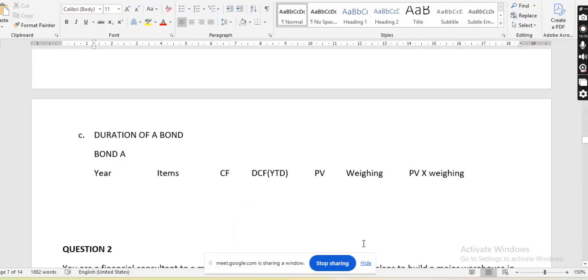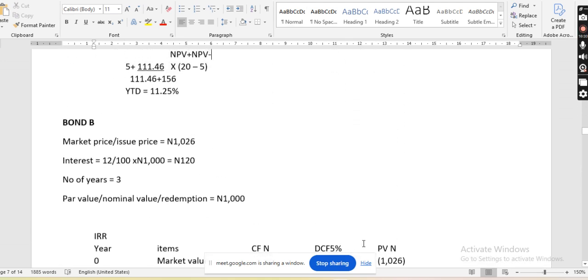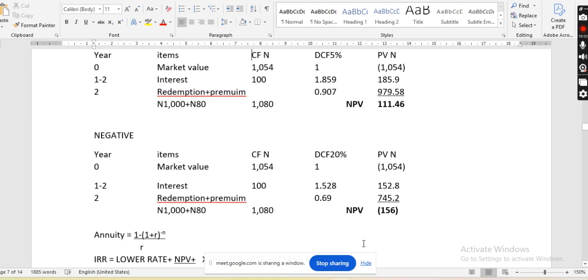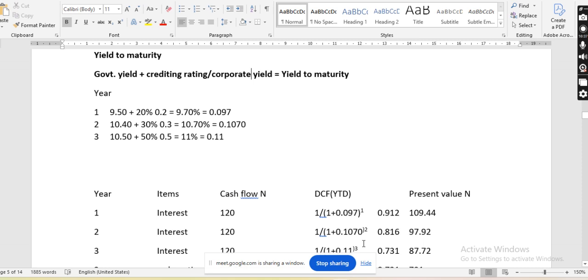Now, year one, you pay interest, right? Interest is 100. We've done that before. So what is the yield to maturity for the DCF? Let's quickly check. We've done it before already. We'll just pick it. Let me quickly take you back to that part. Can you see it? We've done it already, right?